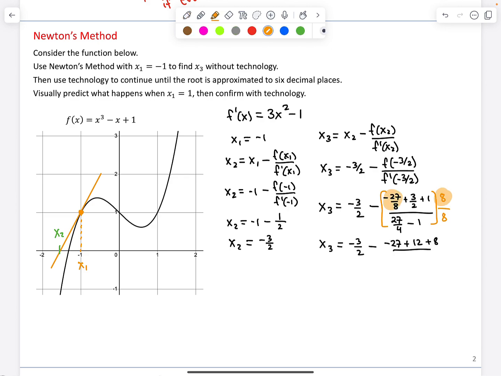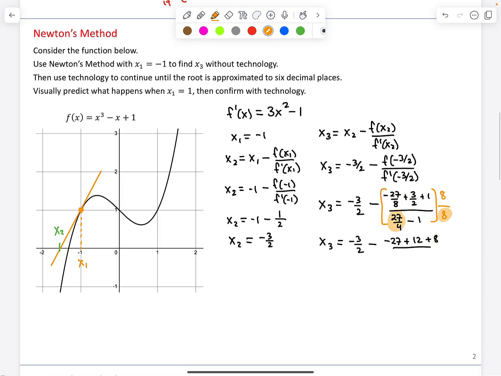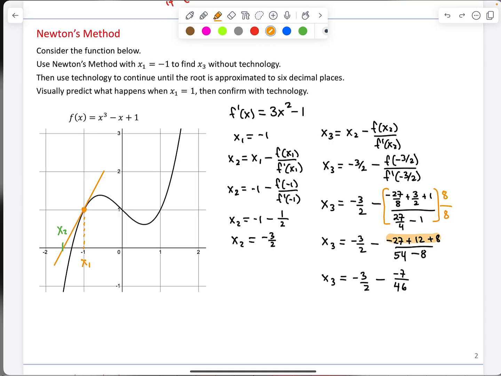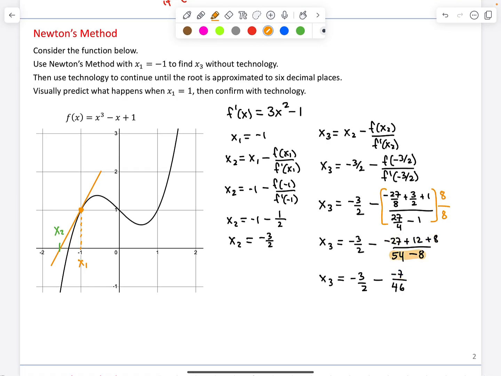So 8 times -27/8 is -27. 8 times 3 halves, 2 divides in 8 4 times, and then times 3 gives me the 12. And of course, 8 times 1 gives me this 8. 8 times 27/4. 4 goes into 8 twice, so 2 times 27 is 54. And then 8 times -1 is -8. This numerator calculates to -7, and 54 minus 8 is 46.